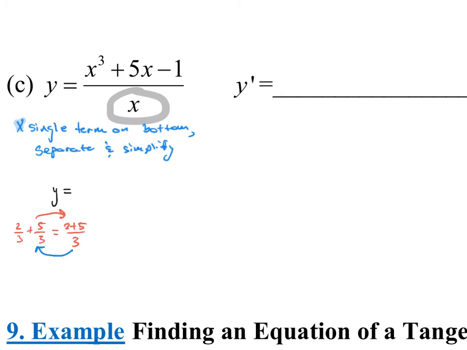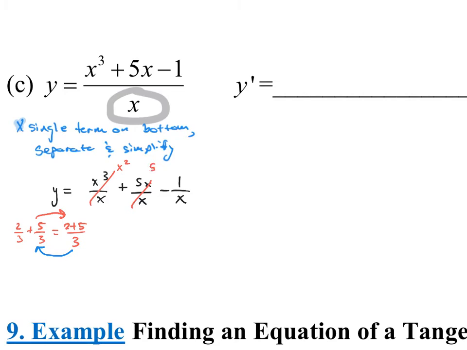So this would be the same thing as x cubed plus 5x minus 1 all over x, which is the same thing as x cubed over x plus 5x over x minus 1 over x. That's separating. Now we need to simplify each of those terms. Notice, what is x cubed over x? Well, that's really x squared, isn't it? What's 5x over x?